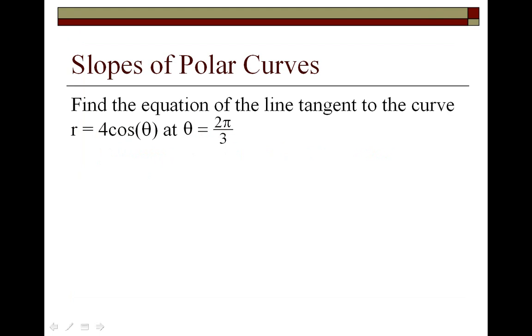So we want to find the equation of the line tangent to the curve r equals 4 cosine theta at theta equals 2 pi over 3. So remember, on a tangent line you need two things. You need a point and you need a slope. So the first method we have is to convert this over to a rectangular equation.